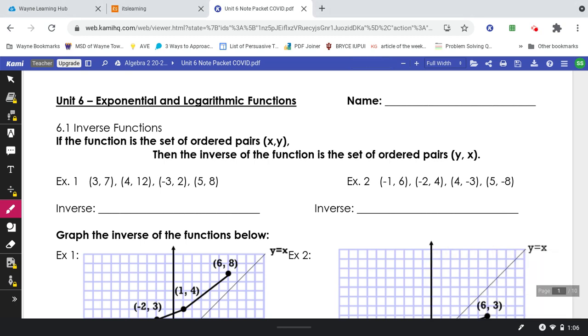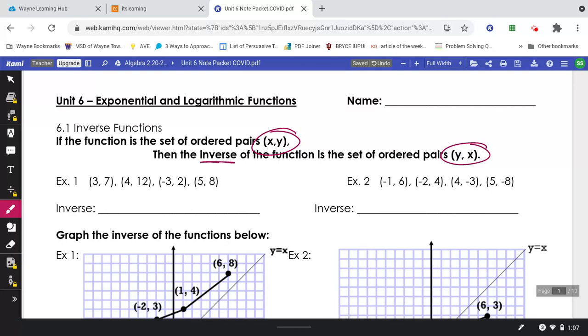This is the new Unit 6 for Algebra 2. We're going to start with our first lesson today, 6.1, which is all about inverse functions. If the function is a set of ordered pairs, x, y, then the inverse of the function is a set of ordered pairs, y, x. Notice all you did was switch the x and the y.